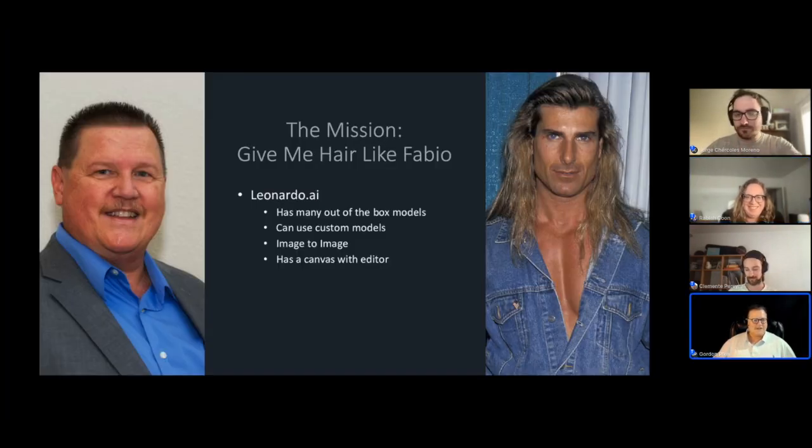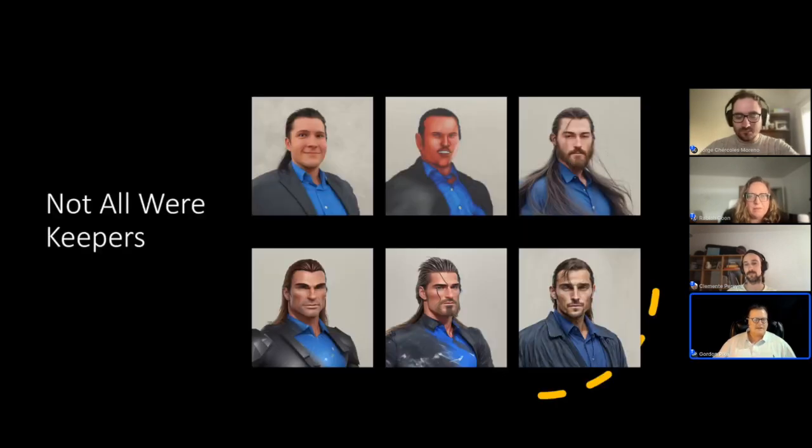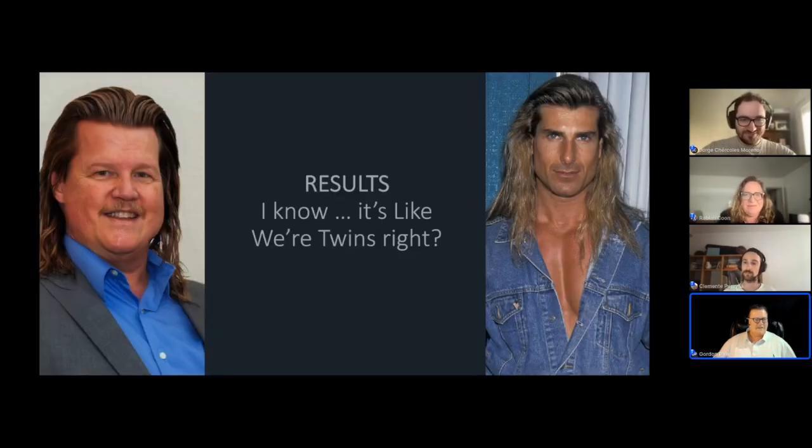I went on a mission. I wanted hair like Fabio. Mine's been short for a long time, so I was wondering what I'd look like. So I used Leonardo and was able to go through many iterations, and a lot of them were not keepers. You can see how it went through different iterations, and some of them are actually kind of scary. But in the end, I think that we got what we came for. I mean, you can't tell the difference, right?